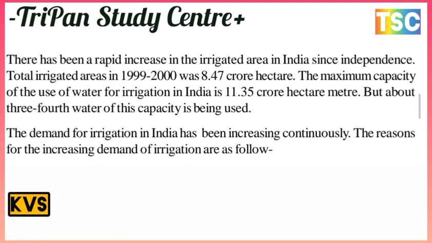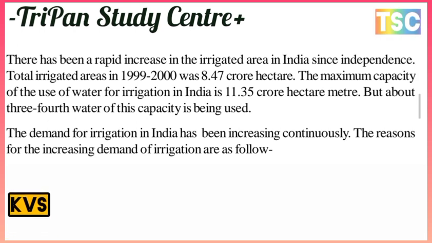There has been a rapid increase in the irrigated area in India since independence. Total irrigated area in 1999 to 2000 was 8.47 crore hectares. The maximum capacity of the use of water for irrigation in India is 11.35 crore hectare meters, but only about three-fourths of this capacity is being used. The demand for irrigation in India has been increasing continuously.